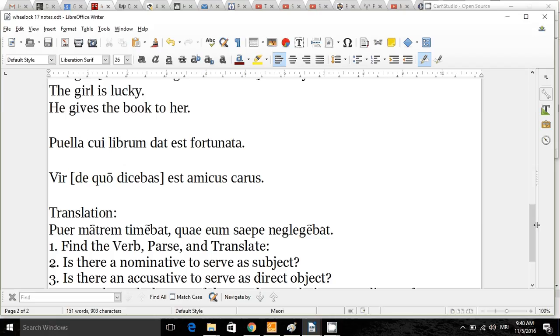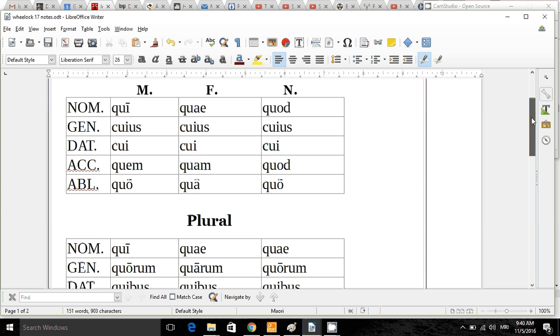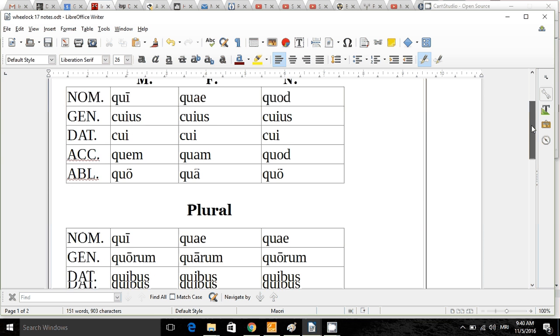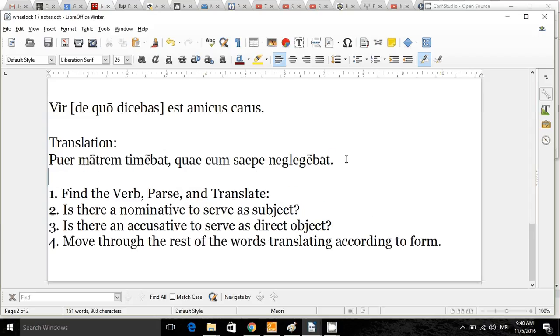Okay, and of course, there are all these cases, because any one of those cases will be needed at any given time. So let's take a look at another example in our translation for the week. First, find the verb, parse it, and translate it. Puer matrem timebat, quae eam saepe negligebat.